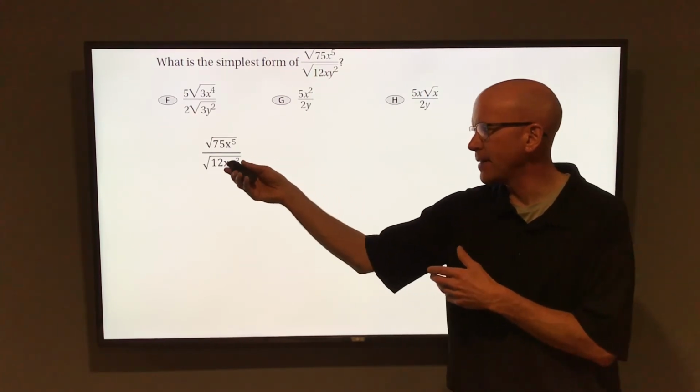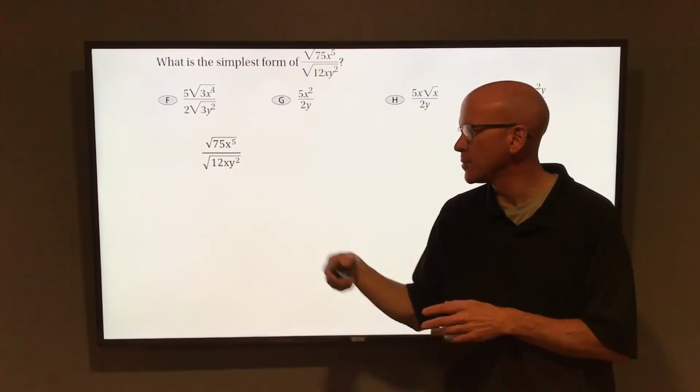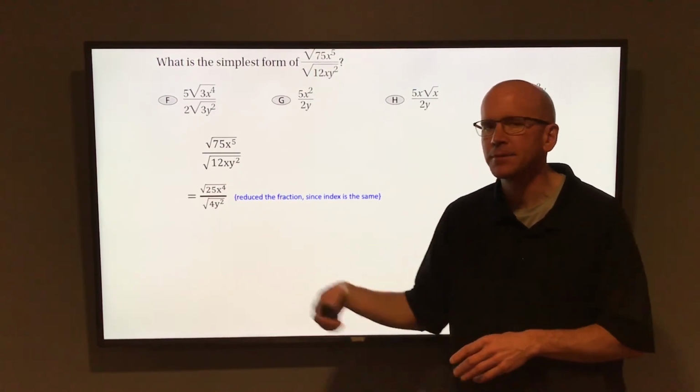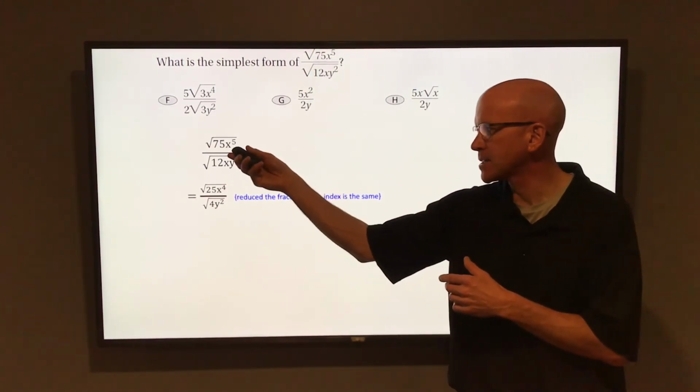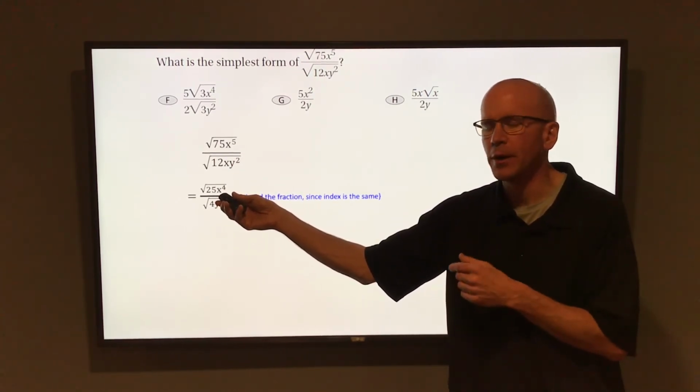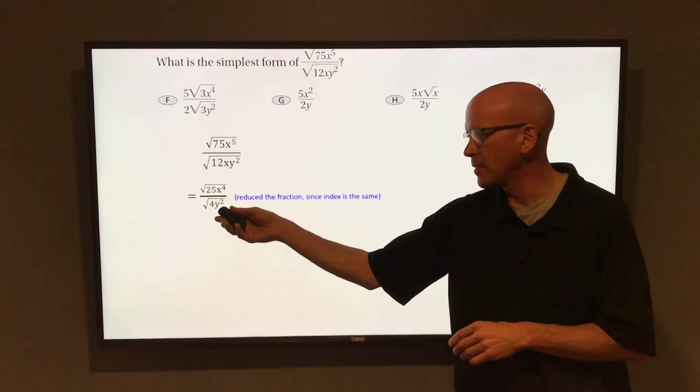So with the 75 and 12, as I said, 3 goes into both of those. 3 goes into 75 25 times, and 3 goes into 12 4 times. Then for the x's, you have x to the 5th over x. You can cancel those, and be left with x to the 4th in the numerator. And you still have that y squared in the denominator.